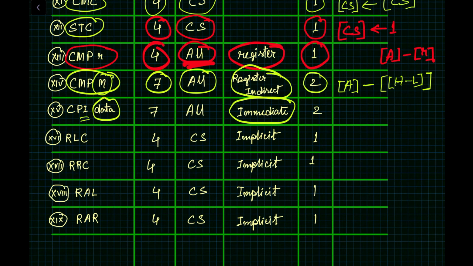That means whatever be the given data, that has to be subtracted. That will be subtracted from the accumulator content. We need 2 machine cycles, we need 7 T states, and all the flags are modified.